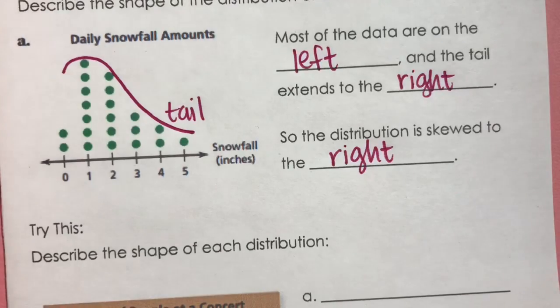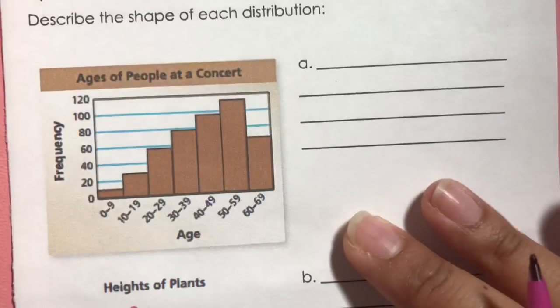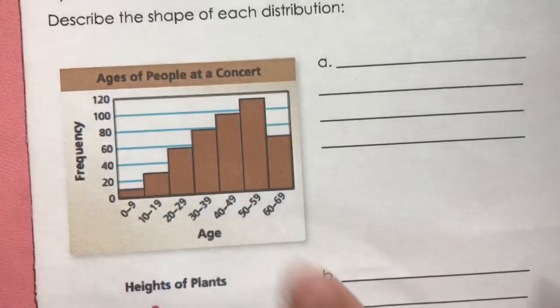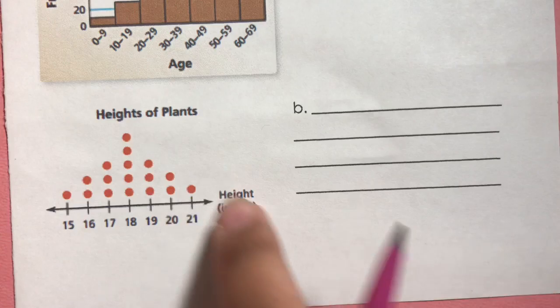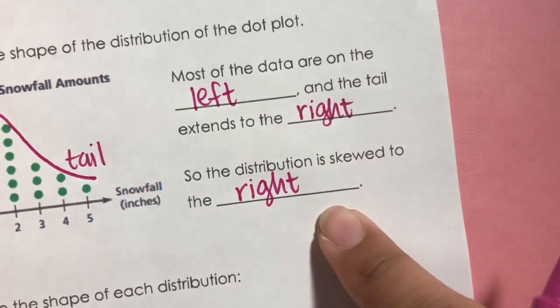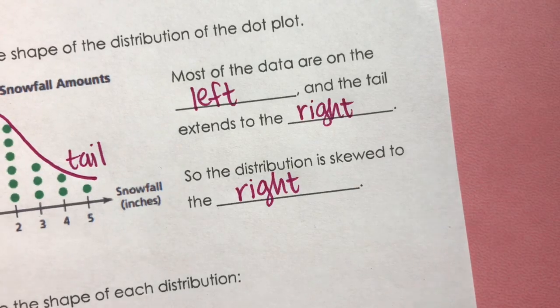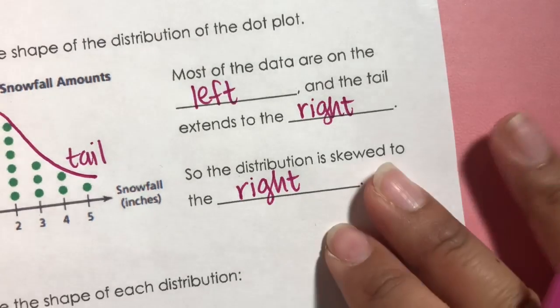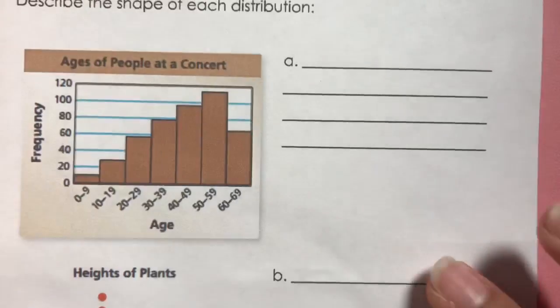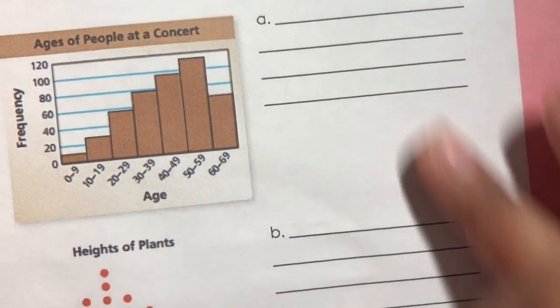Okay, so fairly easy. We're just looking at the shapes of distributions of graphs, and this is the last part of our statistics unit. So now what I want you to do is the try this. Describe the shape of each distribution. You're going to look at this histogram and this dot plot, and I want you to do exactly what we've been doing. Describe what is happening in the shape of each distribution, and tell me, is it skewed to the left? Is it skewed to the right? Is it symmetric? Tell me that on the right side of the paper.